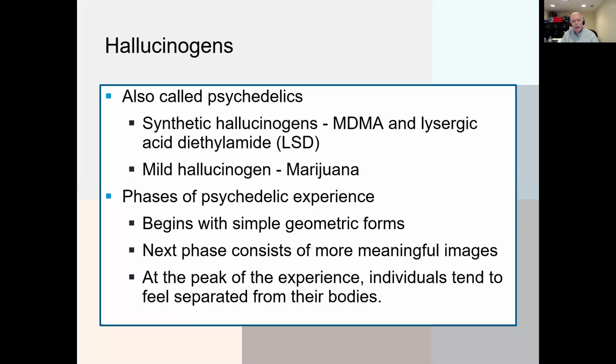So when somebody has a trip, as it's called, when they're on hallucinogens, it alters their perception of reality. It may begin with simple geometric forms, and then it may involve more complex, meaningful images that look distorted to the person, like a picture they might be viewing. And at the peak of the experience, individuals may feel separated from their bodies when they use hallucinogens. They can have flashbacks where they re-experience these sorts of perceptual disturbances when they're not taking the drug. And it can be rather scary.